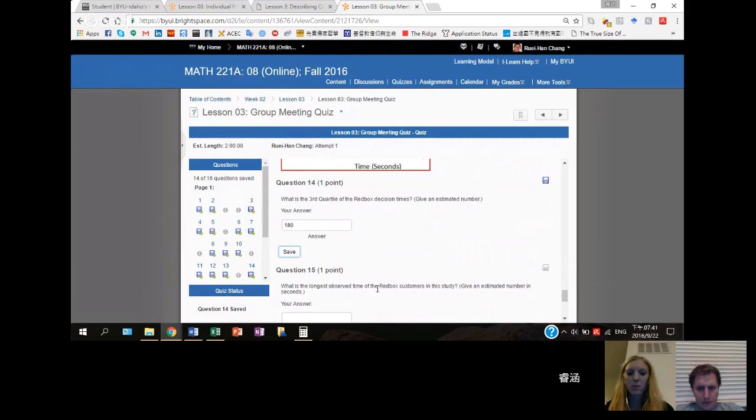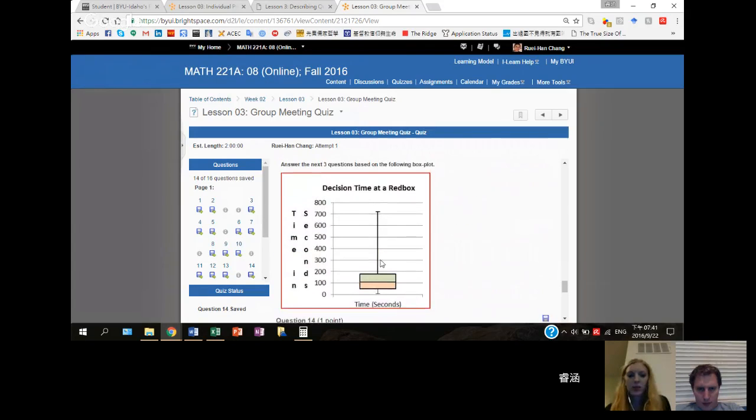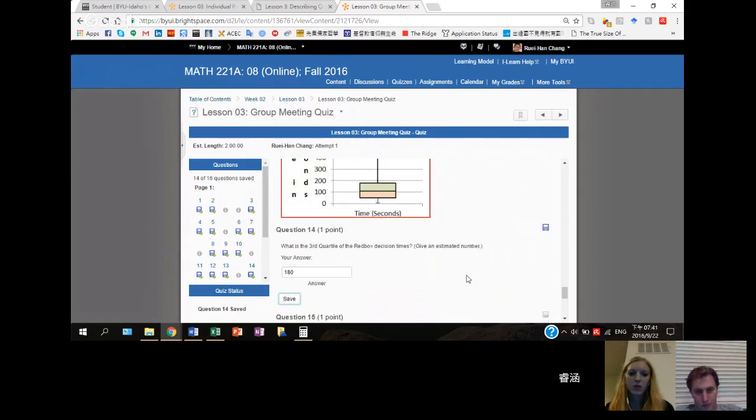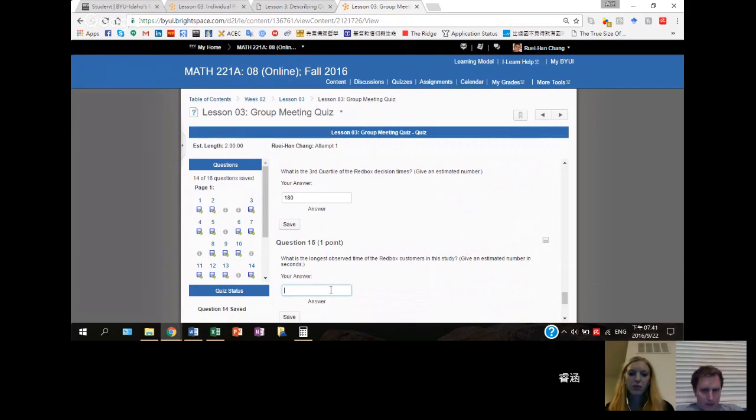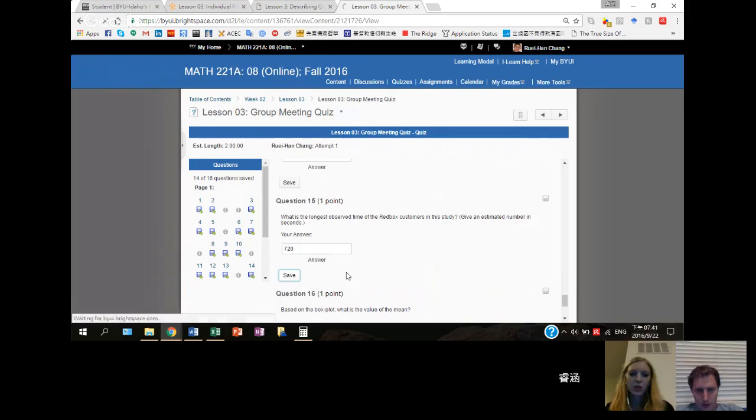What's the longest observed time? So that means what's the maximum of this chart? 720. Yeah, 720, 725.